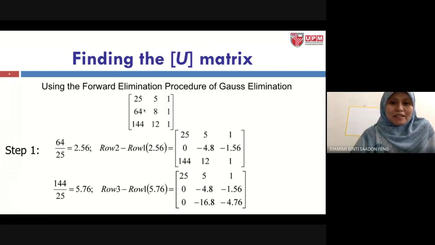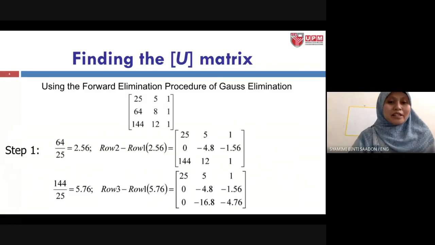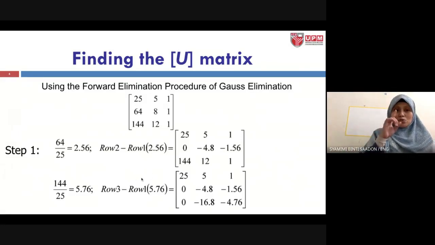So for example, we have this matrix A: 25, 5, 1, 64, 8, 1, 144, 12, 1. In order to decompose matrix A into L and U, first we'll do L first. This is an example. Later on, we will try to do one as an exercise, not an example. This one I will show you the steps.